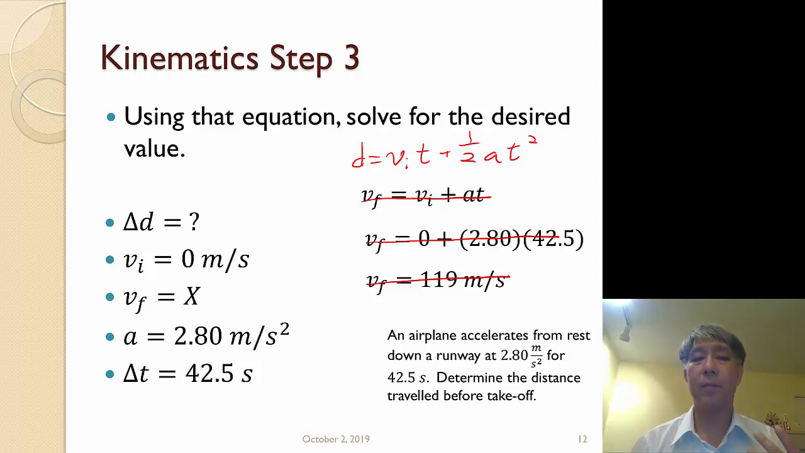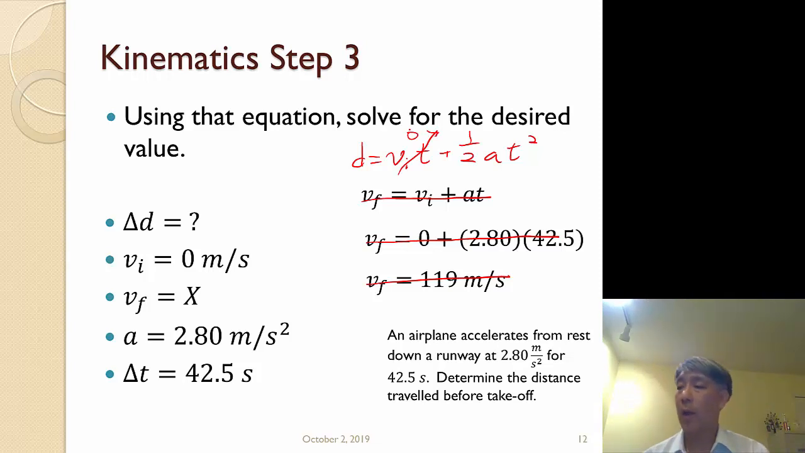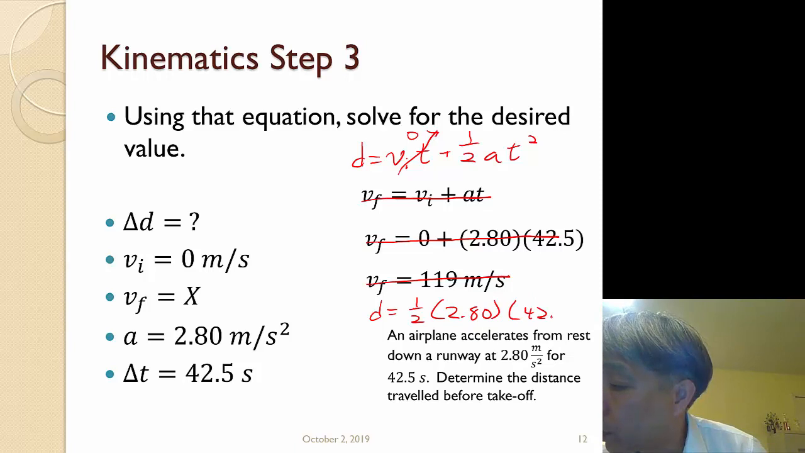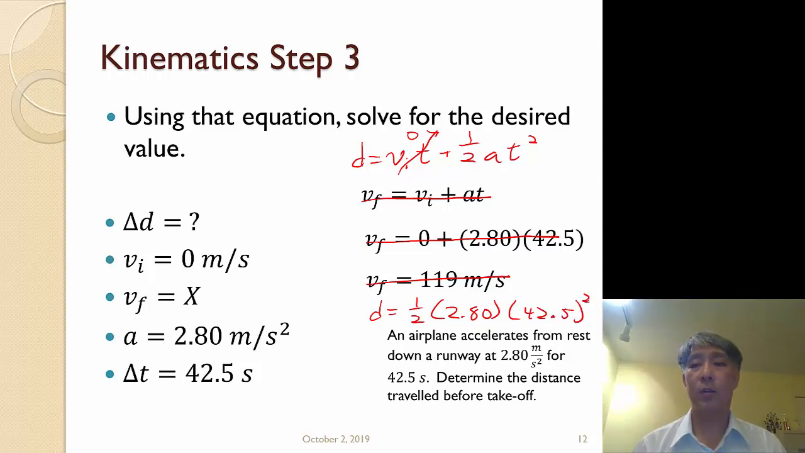Fortunately, the VI being 0 means that my first part of this expression goes to 0, so I can ignore it. And I would then just have distance is equal to 1/2, my acceleration of 2.80, my time of 42.5. Don't forget to square that. And then I would plug that into my calculator. So using a calculator, I would solve and get the answer to that question. Okay, thank you.